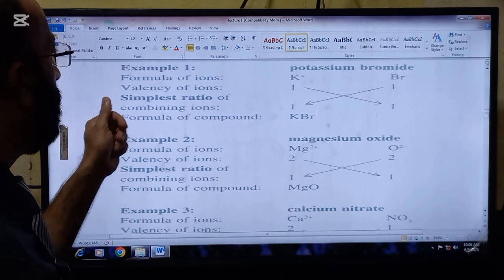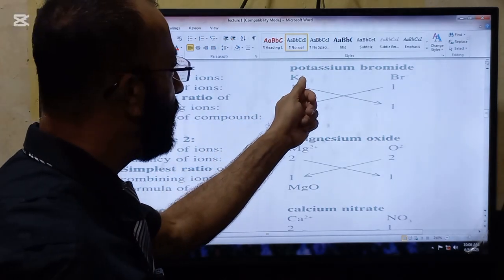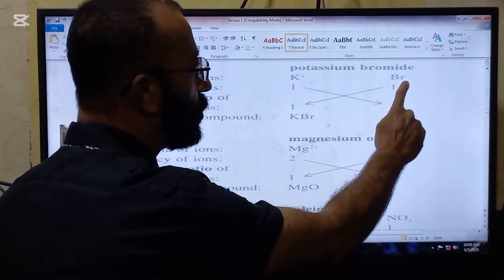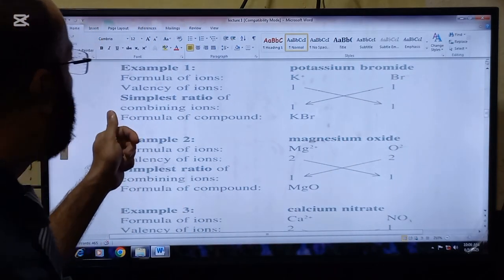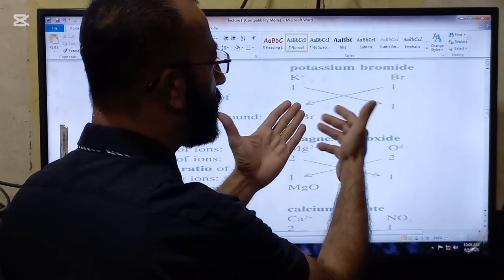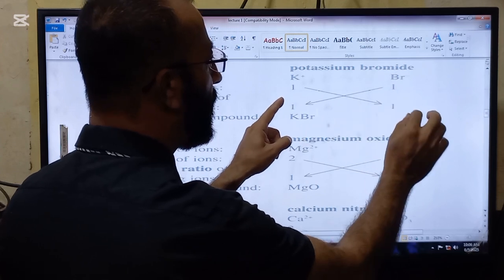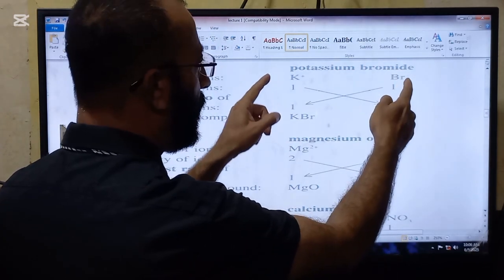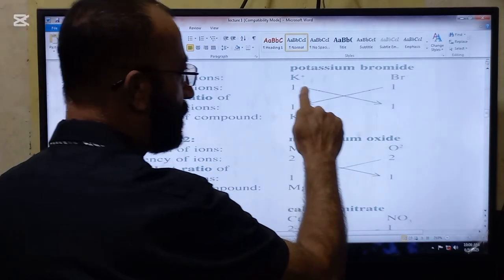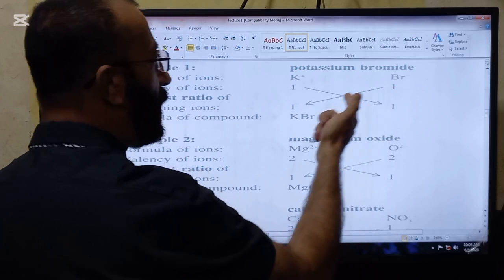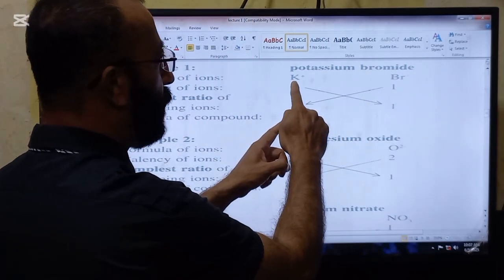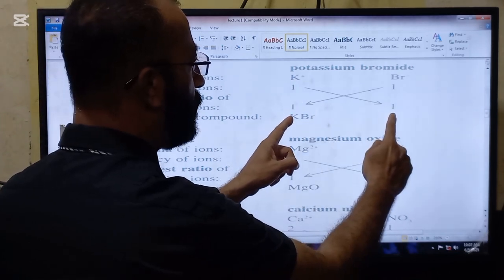The next step is the valency of the ions. From here you can see the valency of the potassium ion is plus 1, meaning 1, and the bromide ion is also having a valency of 1. The next step is the simplest ratio of the combining ions. 1, 1 is already in simplest form. These two numbers cannot be cancelled. Now cross multiply the values. The negative valency will go to the positive and the positive will go to the negative. Because both have values of 1, 1, the formula will be KBr.